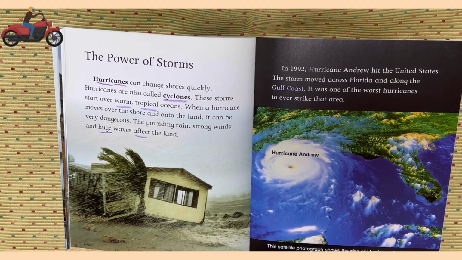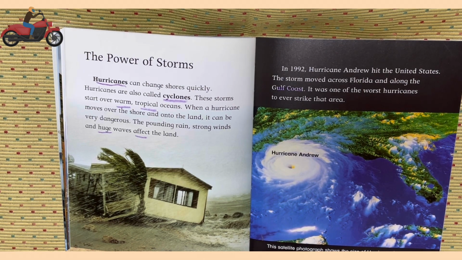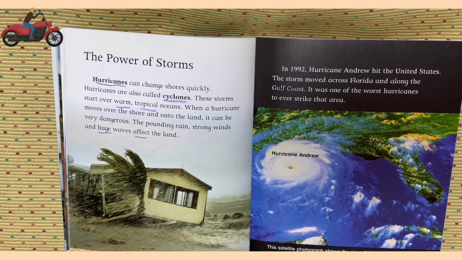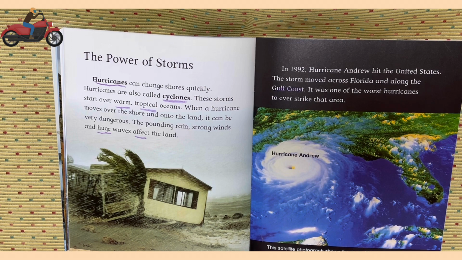In 1992, Hurricane Andrew hit the United States. The storm moved across Florida and along the Gulf Coast. It was one of the worst hurricanes to ever strike that area. Hurricane Andrew. This satellite photograph shows the size of Hurricane Andrew.